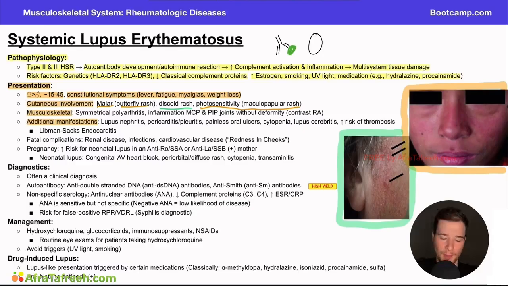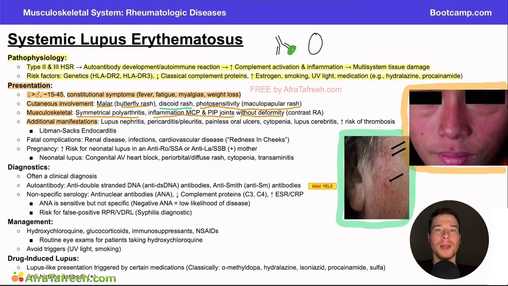Now, when we think about the musculoskeletal things, we're going to have symmetrical polyarthritis, inflammation, particularly of the MCP and PIP joints, without joint deformity, because it's in contrast with RA. In a previous video, we talked about rheumatoid arthritis, and we talked about how some of the bones can get compressed and deformed and kind of be a bit outside of the area that we would expect them to be. But here, we have similar areas affected, similar joints, but we wouldn't necessarily see that joint deformity.